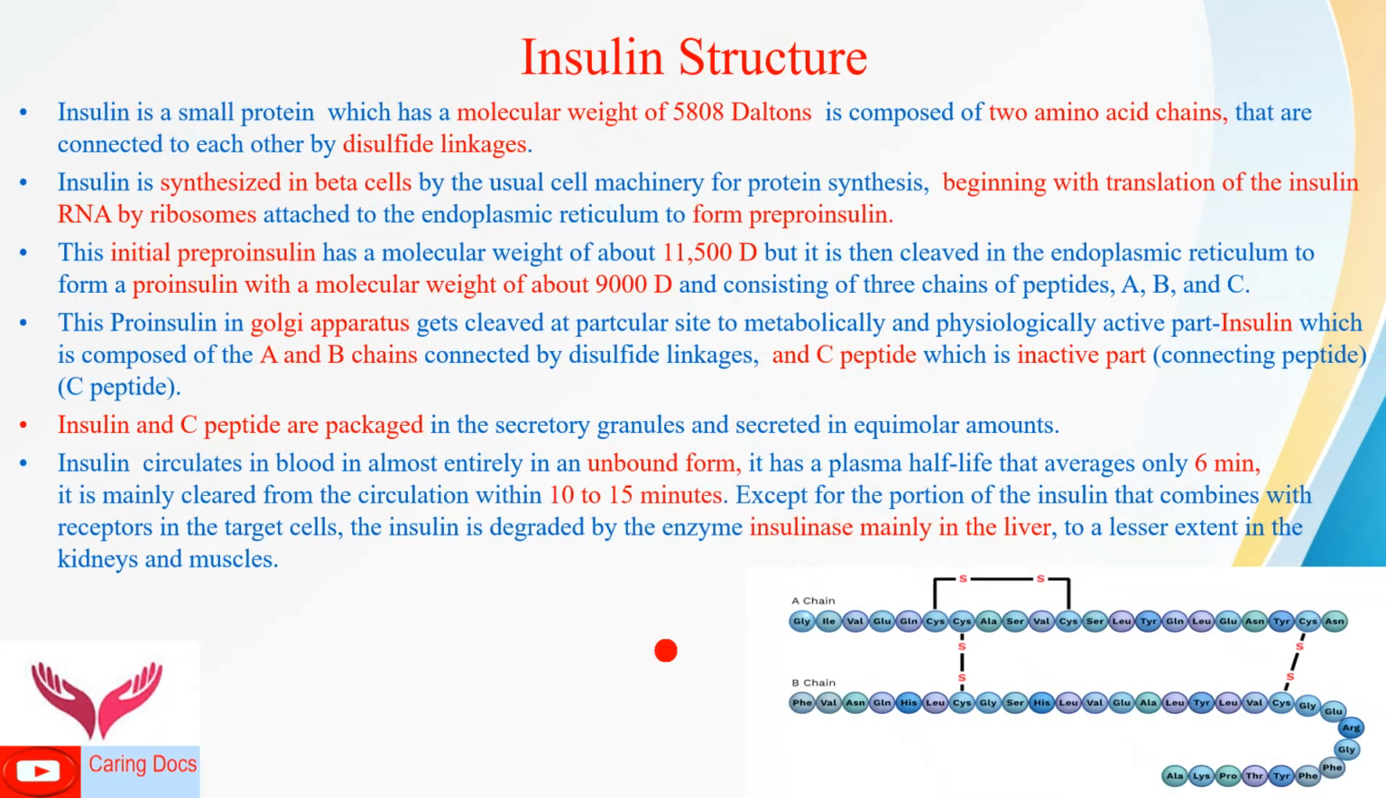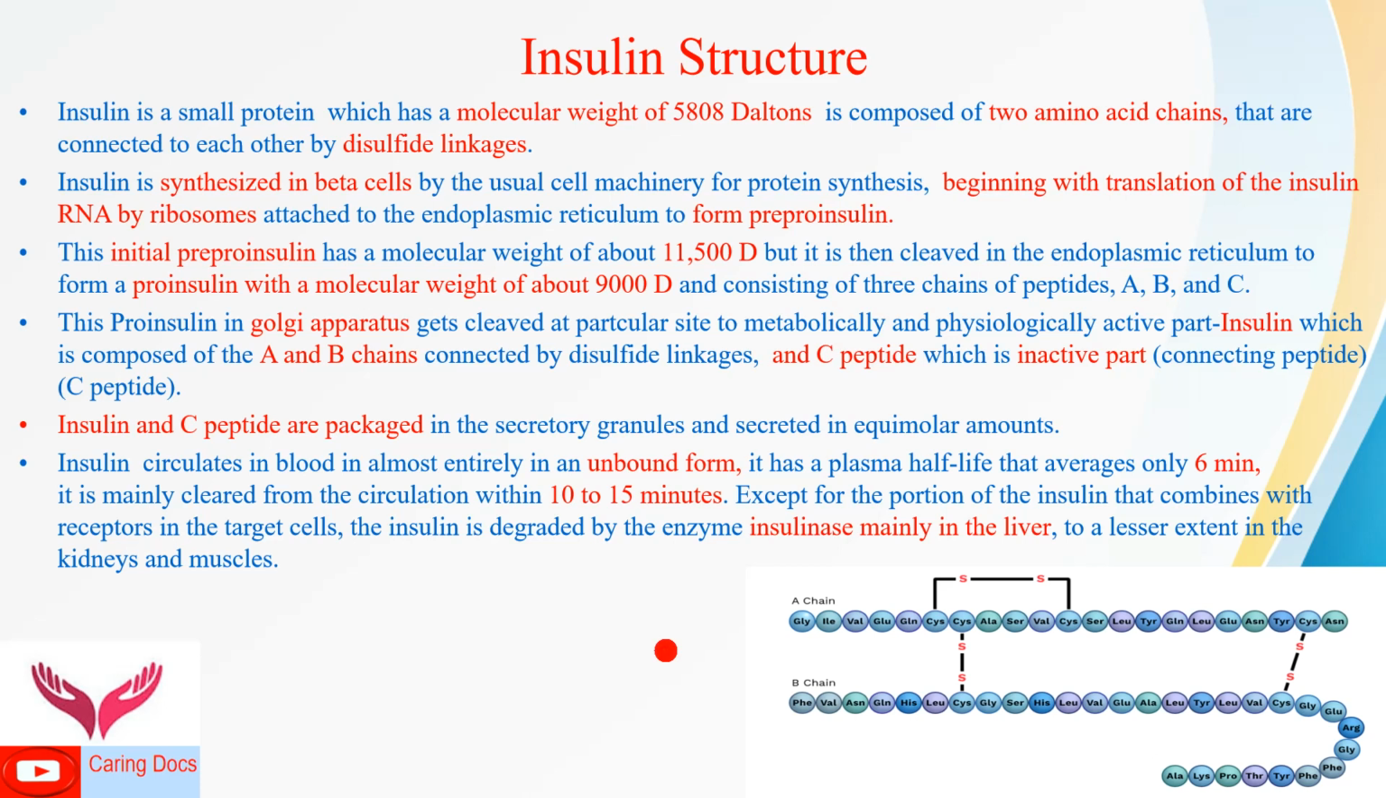Coming to the structure of insulin, insulin is a small protein or polypeptide. It has a molecular weight of 5800 daltons and is composed of two amino acid chains, alpha and beta, which are connected by disulfide bonds. Insulin is synthesized in the beta cells as a part of protein synthesis.